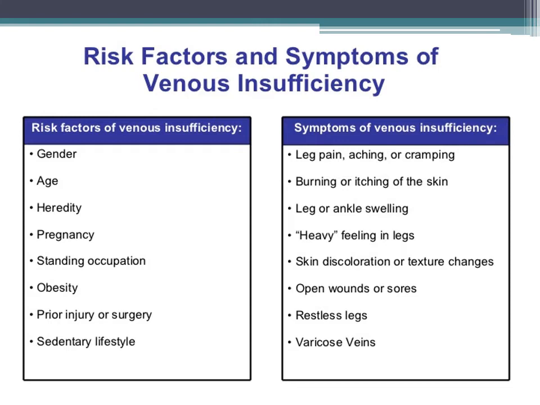The symptoms will include severe pain, aching, cramping, burning of the skin, itching of the skin, severe swelling, inability to move around, feeling of heaviness in the legs, skin discolorations, skin rupture. There may be open wounds. It can lead to very painful ulcers or sores. Again, the patient will be very restless. This is nothing but all the signs and symptoms that you will be seeing in patients having this kind of venous disease.